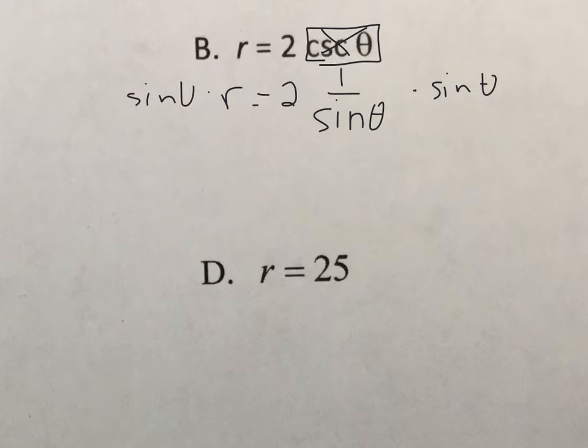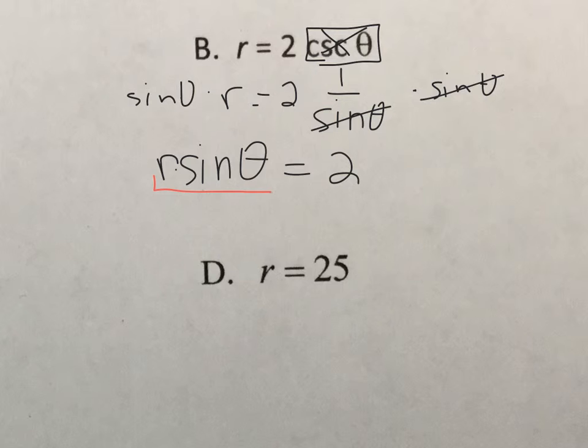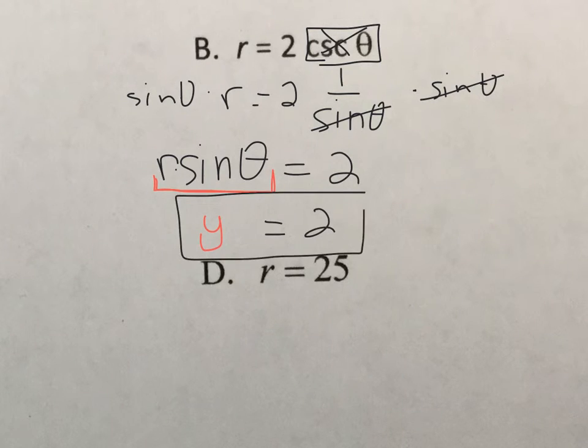So we simplify by multiplying both sides. So on the left, now I have r sine theta equals 2. And now I have something that's replaceable. R sine theta can be replaced with y. So this becomes the equation y equals 2, which is a horizontal line.